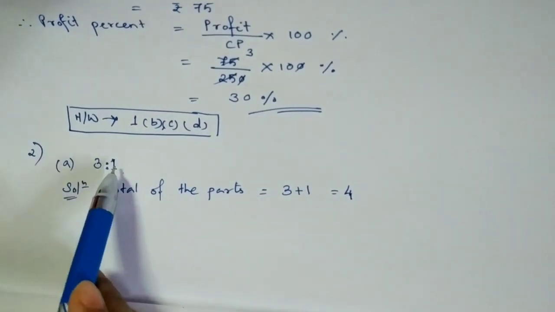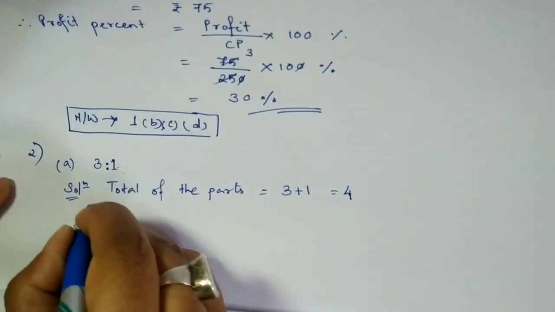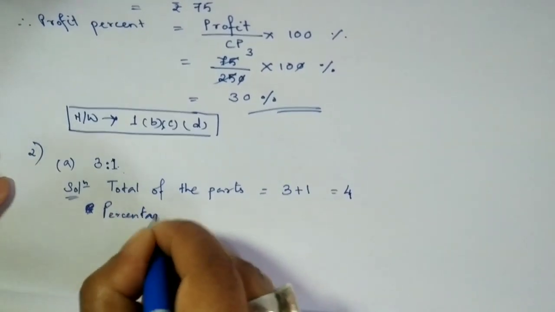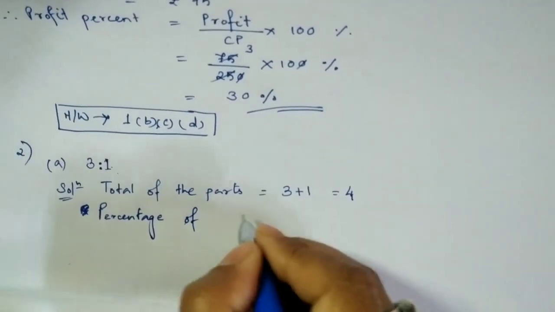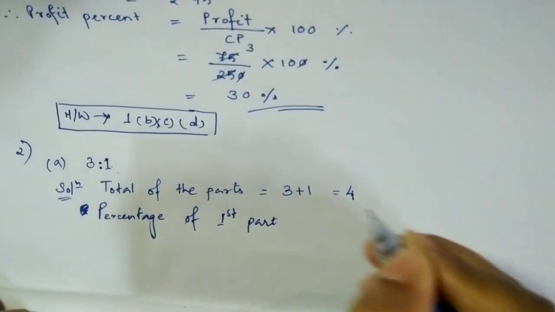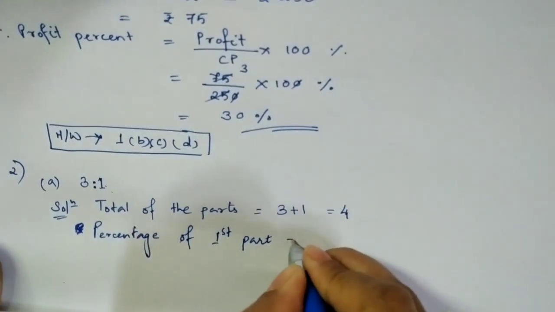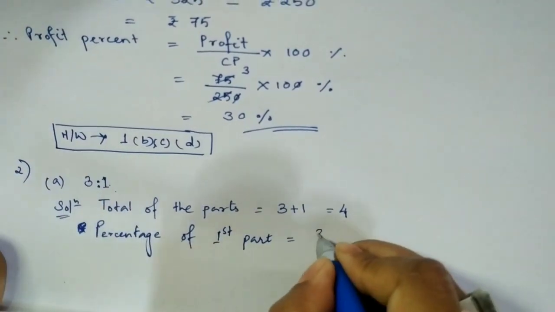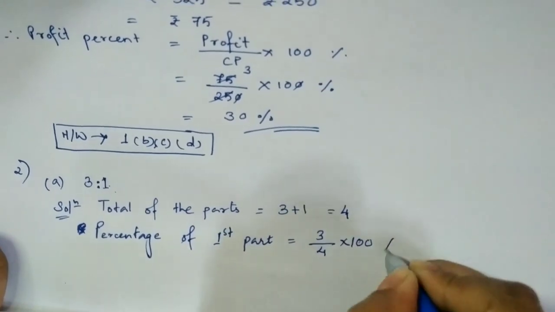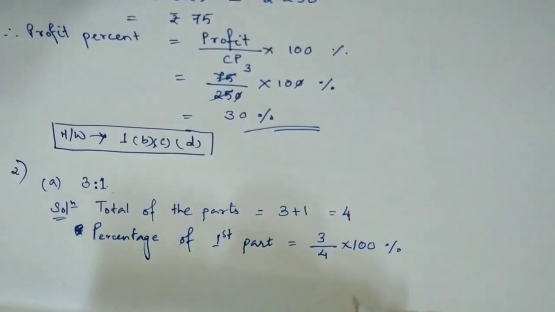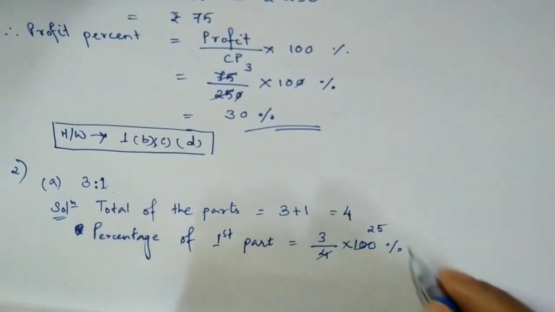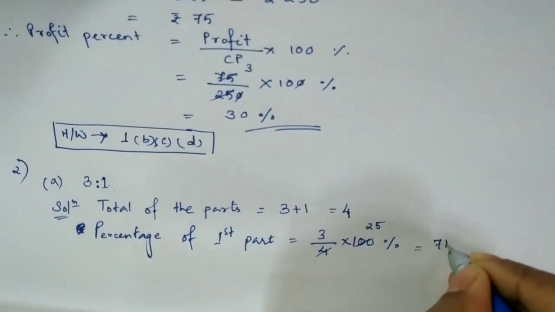So ratio of the first part and second part. There are only two parts here. So now the percentage of the first part will be equal to, what is the first part? 3 by the total, that is 4, into 100%. Okay, understood? So let's cancel it. 4 25s are 100. So 25 into 3 is equal to how much? 75%.